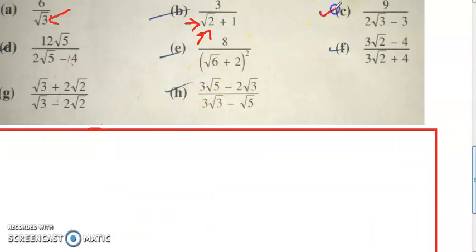Now C and D are very much like B, so I want you to do them in homework and send me the answers in the comments below. E is a bit different, so I'll solve it over here with you guys.